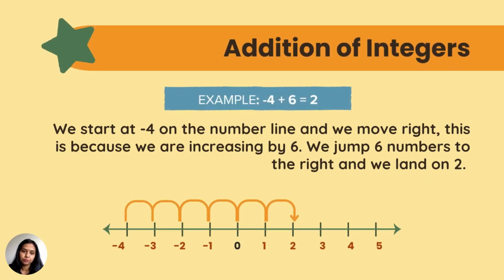So example 2, we've got a -4 and we're adding 6. We end up at +2. So similar to the previous example, you start at -4 on your number line, you jump 6 to the right, and you land on 2.